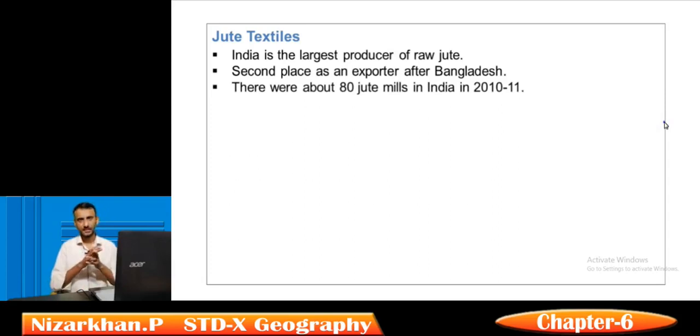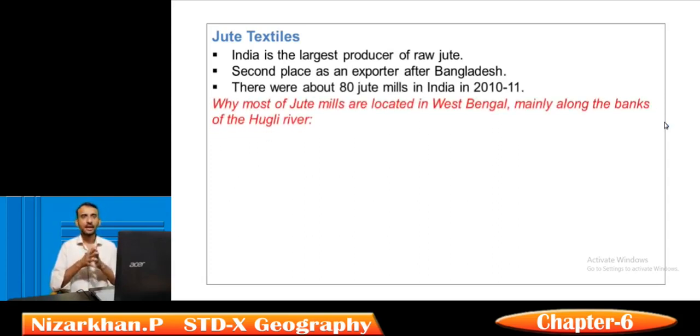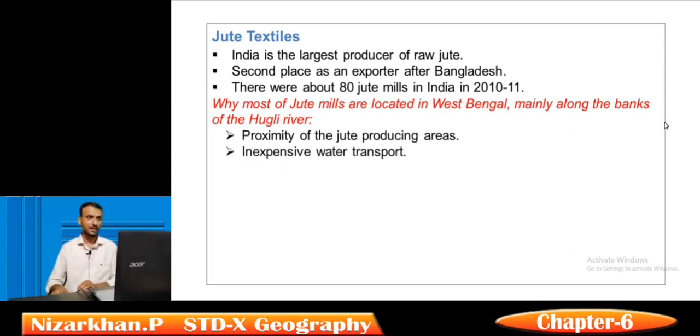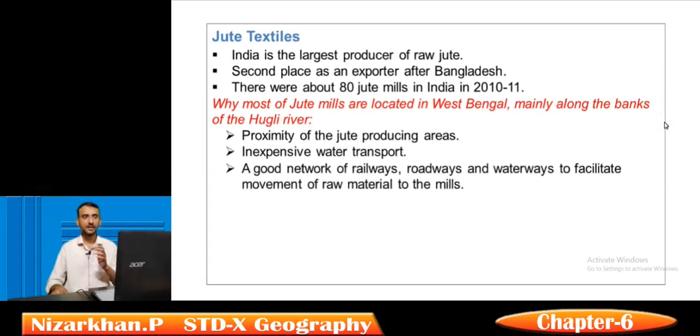Then there is a question: why are most of the jute mills located in West Bengal, especially along the banks of the Hooghly River? The reason is the proximity of the jute producing area, the availability of jute producing areas. Second, inexpensive water transport from the Hooghly River, and also a good network of railways, roadways and waterways to facilitate the movement of raw material to the mills.